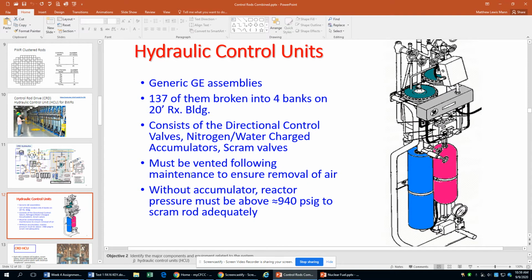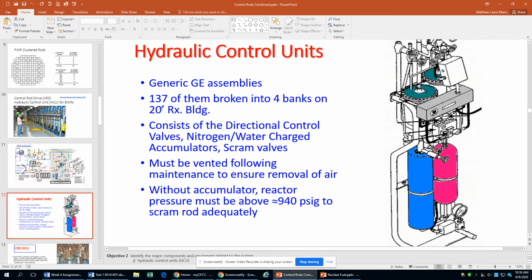So for Brunswick, they're just generic GE hydraulic control units. So if you've seen a rap video and you see their car go up in the air, that's hydraulics. So they're using the same thing that we are using to push our control rods in. And there's 137 of them, and they're in 4 different groups, 8 total rows.